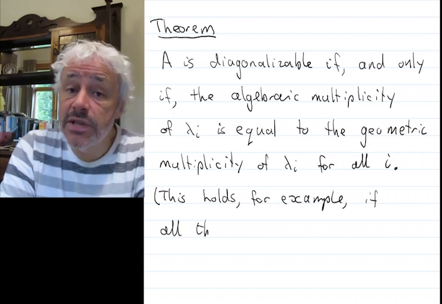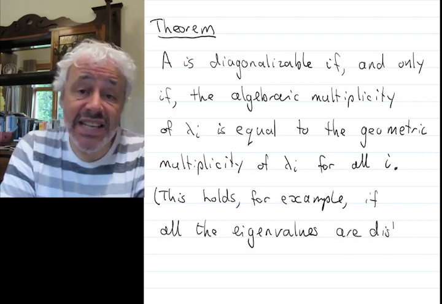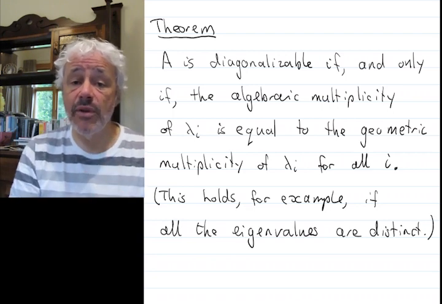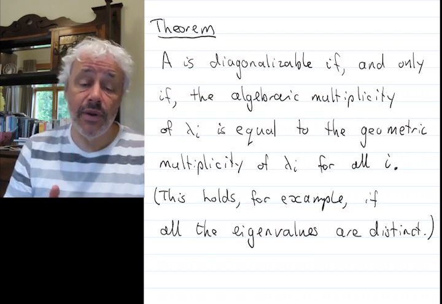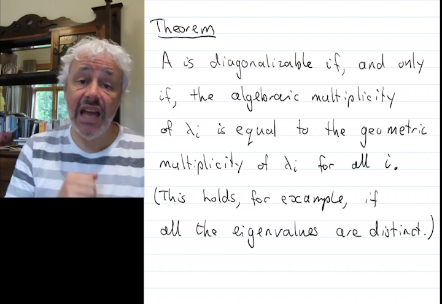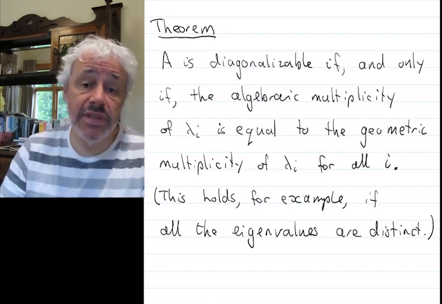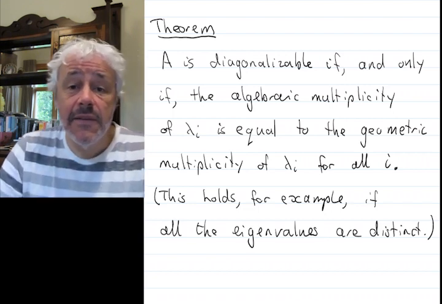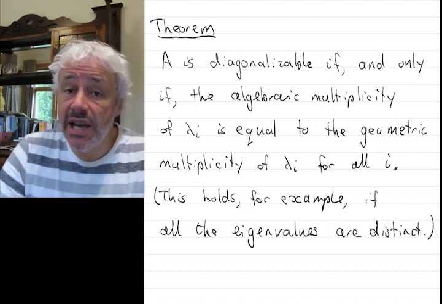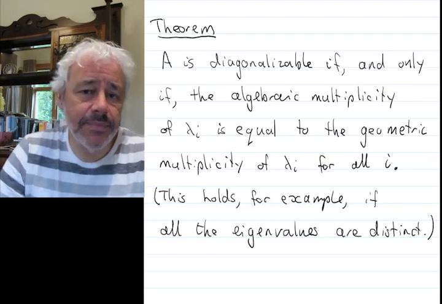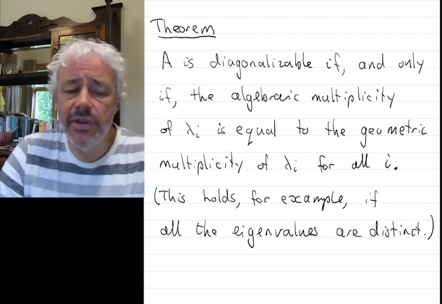And that holds, for example, if all the eigenvalues are distinct, because then they all have algebraic multiplicity 1. Everyone must have an eigenvector. And in the textbook, it's proved that the eigenvectors corresponding to distinct eigenvalues are linearly independent. I won't prove that here. I'll refer you to the textbook.